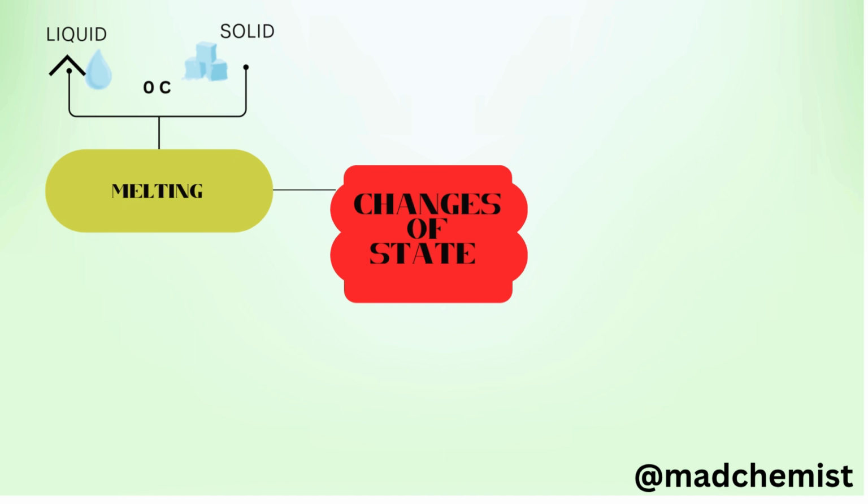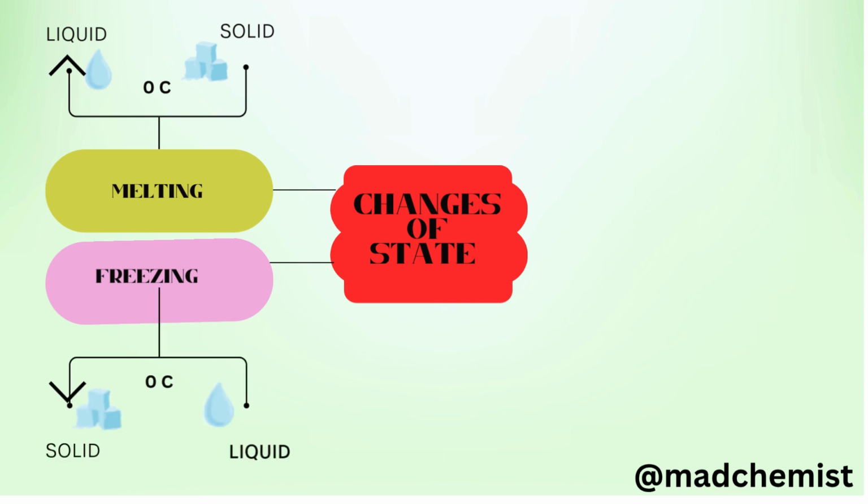The second phase change is freezing. Freezing is basically the opposite of melting. In this process, the liquid converts into solid. The temperature at which water starts freezing is 0 Celsius. At 0 Celsius, liquid starts converting into solid.